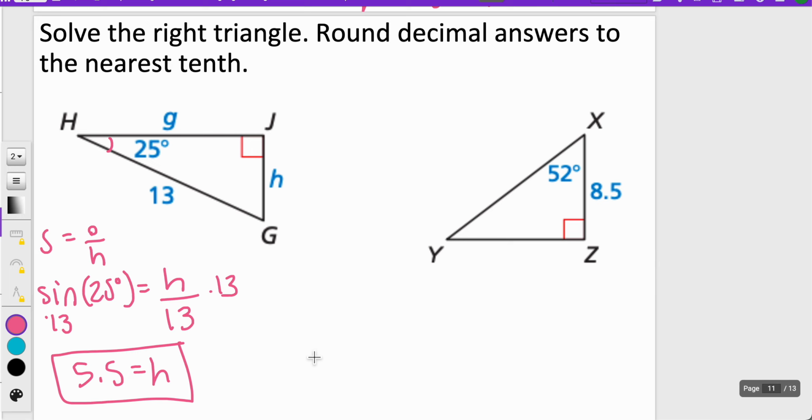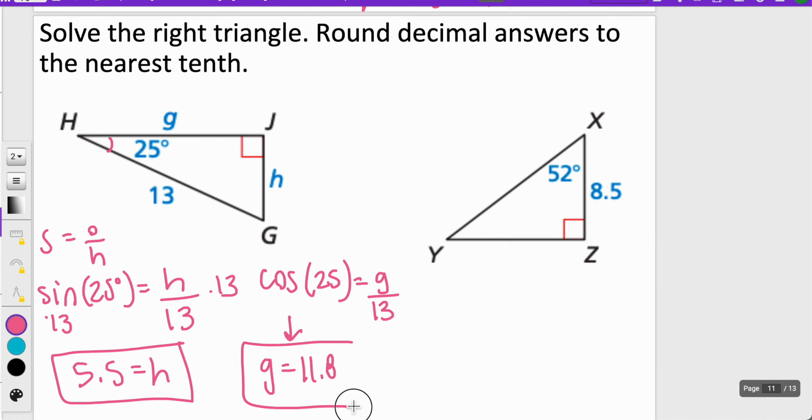And then for letter G, it is adjacent over hypotenuse, so that's my cosine of 25. Again, that's adjacent, G, over hypotenuse 13. Now I'm finding the cosine of 25, which is 0.9063, and then times that by 13, and I'm getting roughly about 11.8. So G is equal to 11.8 rounded.